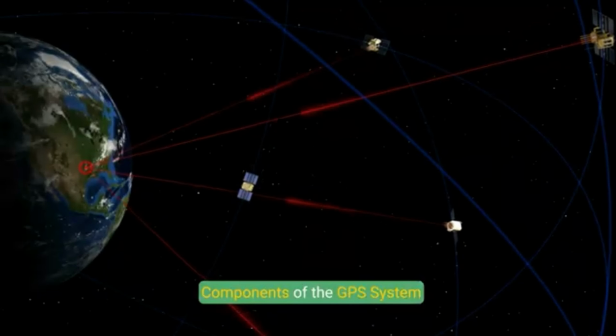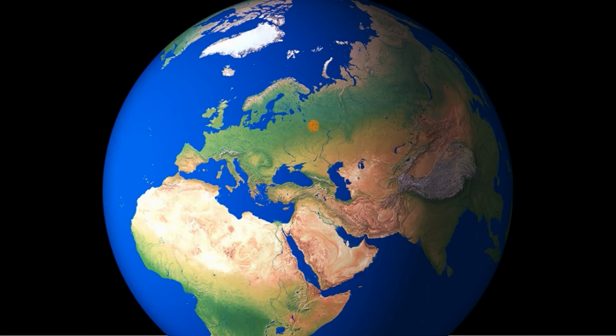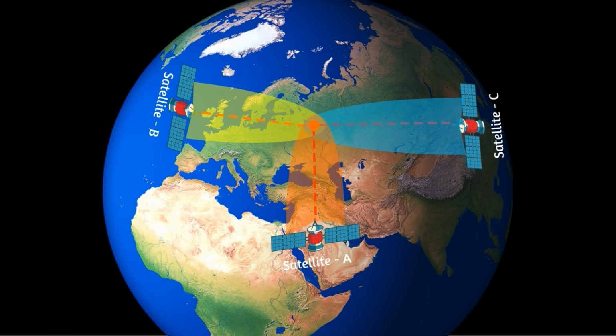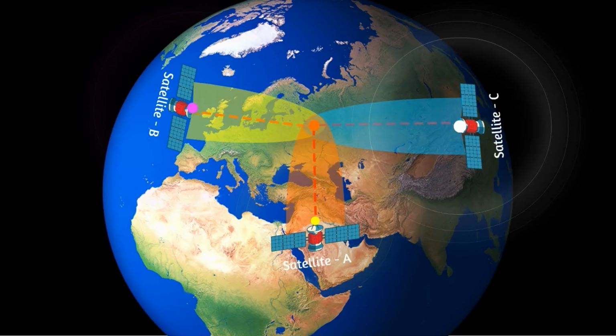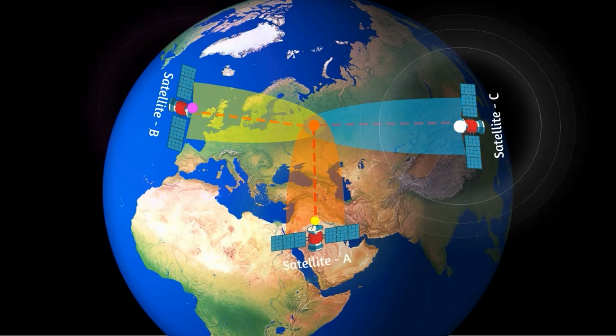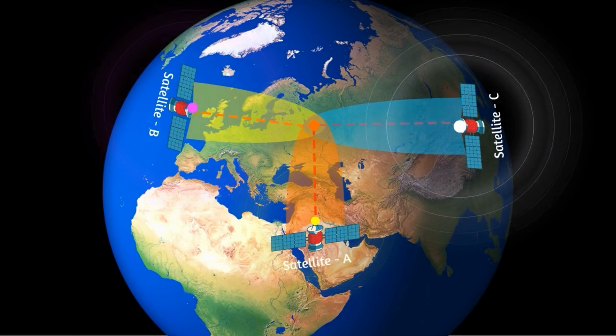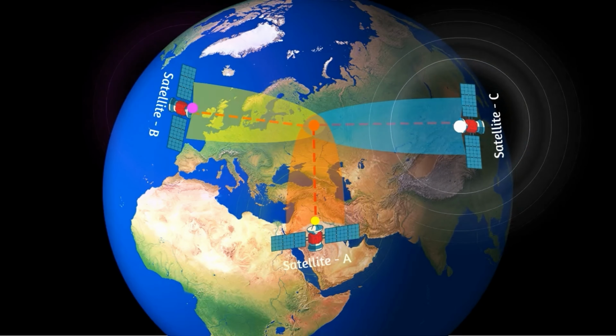The concept of trilateration. Now, imagine you are standing in a park with a GPS receiver. How does it pinpoint your location? Step 1. The GPS receiver picks up signals from at least 3 satellites. Step 2. It measures the time delay of each signal to calculate the distance from each satellite. Step 3. Using a mathematical process called trilateration, it determines your exact position in terms of latitude, longitude, and elevation.